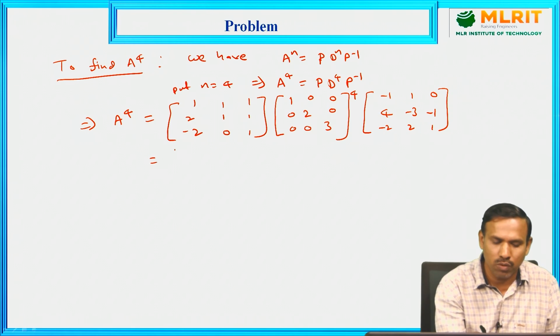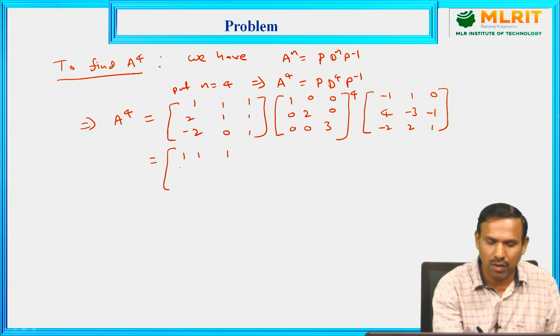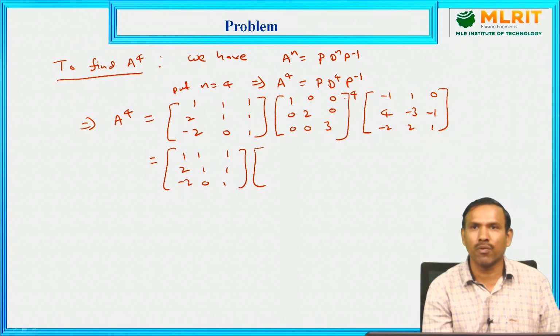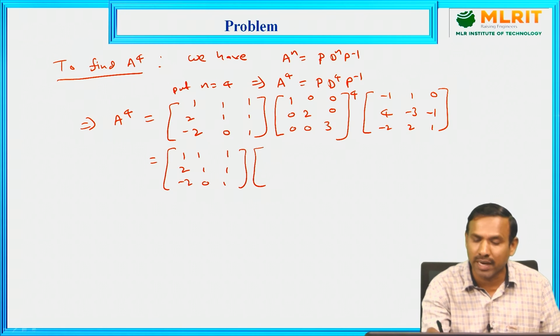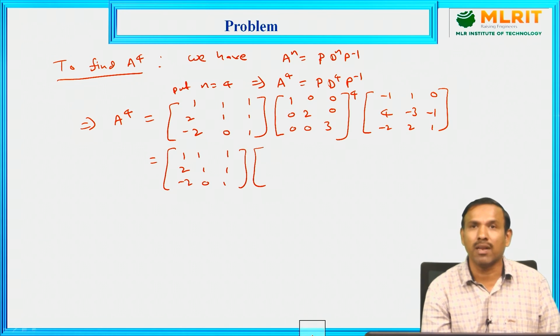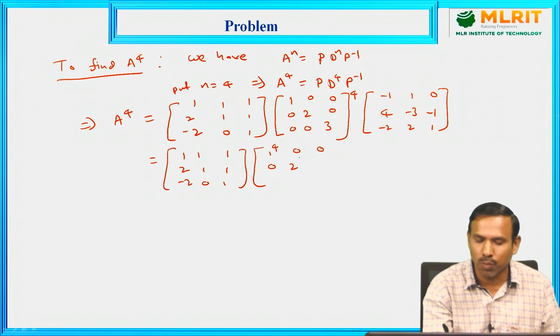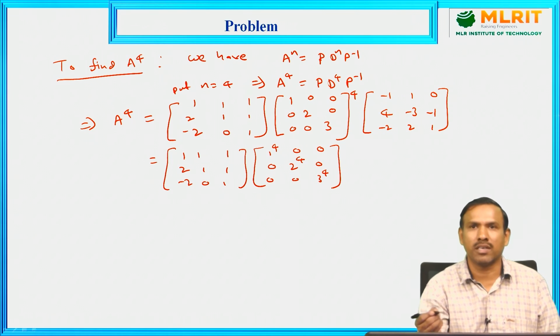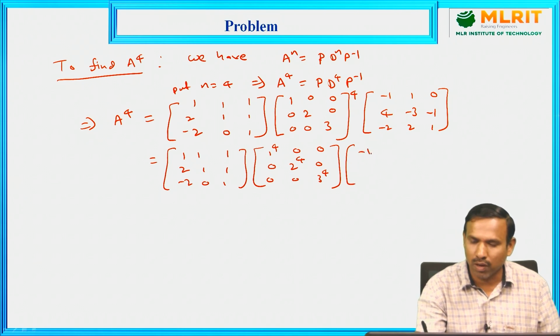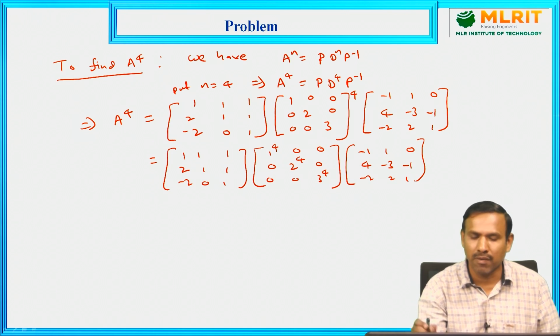Here there is no need to simplify this P matrix; as it is, you can write 1, 1, 1, 2, 1, 1, minus 2, 0, 1. Now power 4, 1 power 4. We can directly write the powers on the diagonal elements, because in matrix multiplication we know very well that when a diagonal matrix is multiplied, only the diagonal elements are multiplied and the remaining elements remain 0. So you can directly write 1 power 4, 0, 0, 0, 2 power 4, 0, 0, 0, 3 power 4. No other element will get changed. You can take one example and check, right. Then minus 1, 1, 0, 4, minus 3, minus 1, minus 2, 2, 1. The remaining values I am not changing.